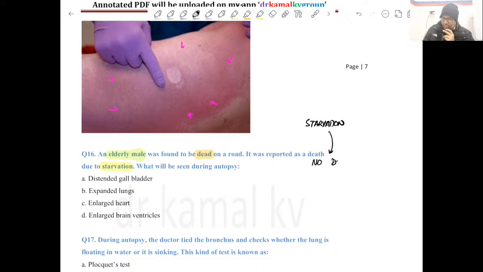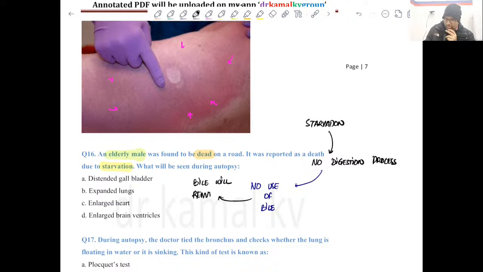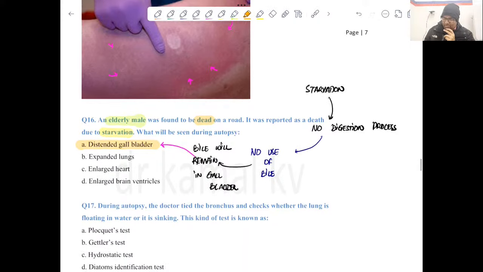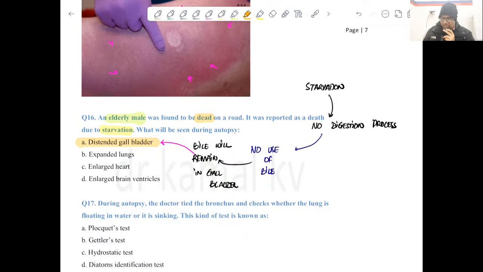There will be no digestion process because the person has not eaten anything. Now, if there is no digestion process, there will be no use of bile, and the bile will remain in the gallbladder, and therefore the gallbladder will remain full and distended. Clear? So this is the reason why the gallbladder is full and distended, because the bile has not been used, because the person is in starvation state.